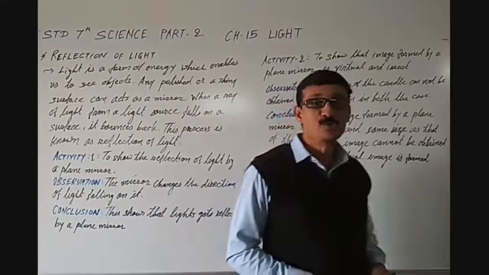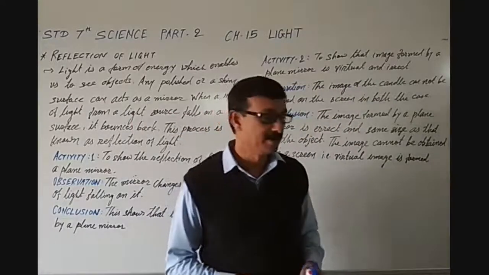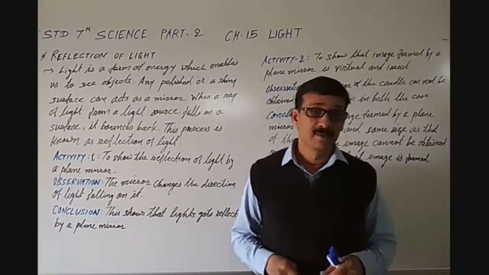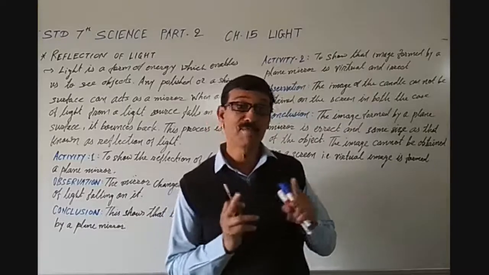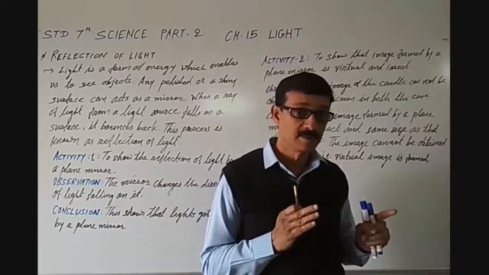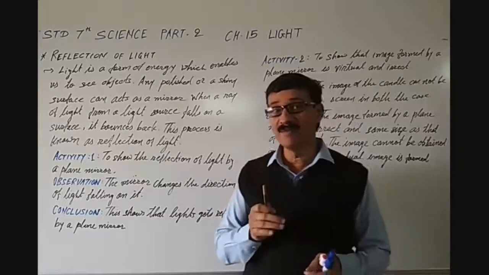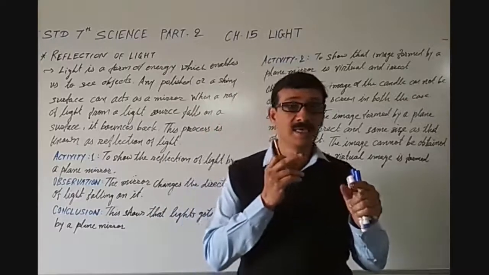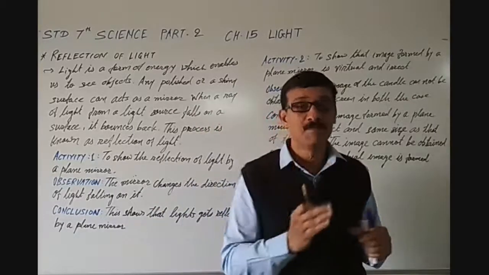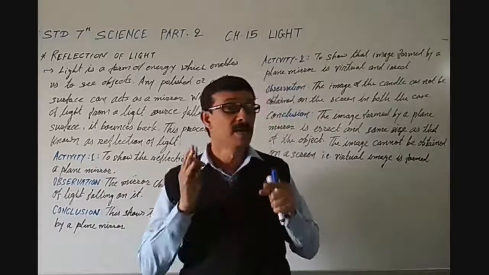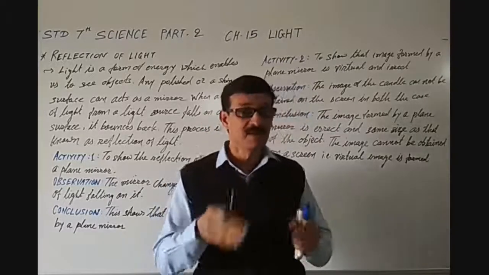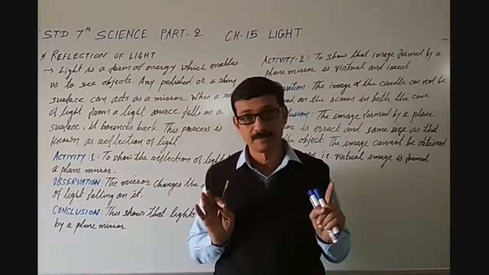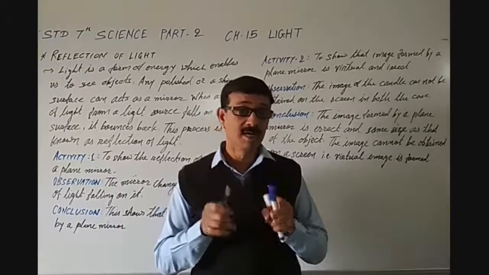Welcome students to the second part of the 15th chapter, Light, of 7th Science. In the last part, we discussed the beam of light, and then we discussed an activity in which we saw the light of a candle through a straight pipe as well as through a bent pipe. From that activity we came to know that light travels along a straight line.